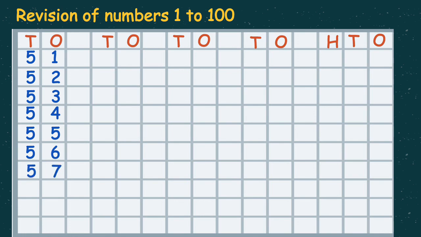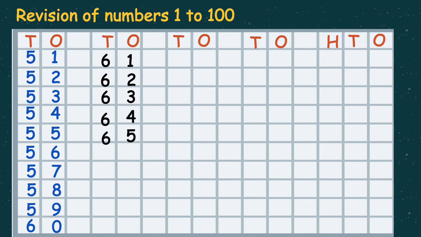57, 58, 59, 60. Fantastic, children. Now we'll do it much faster, okay? 61, 62, 63, 64, 65, 66, 67, 68, 69, 70.